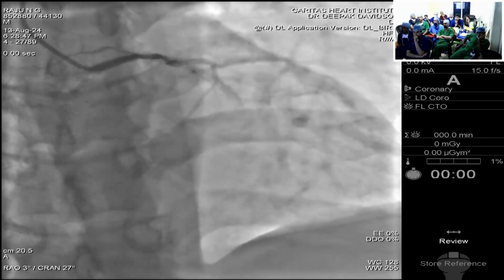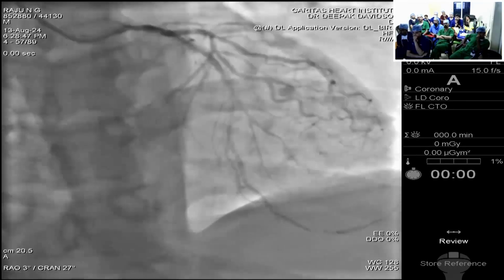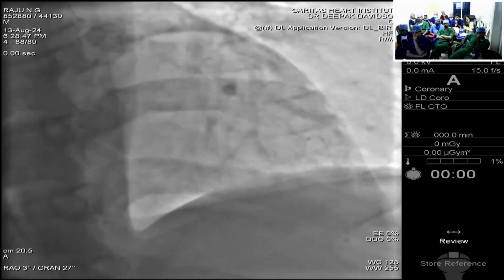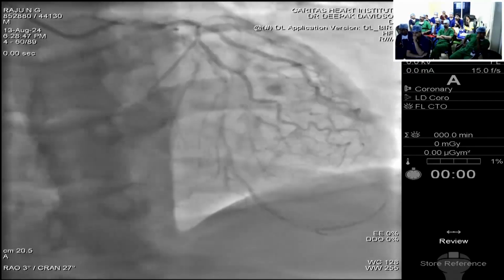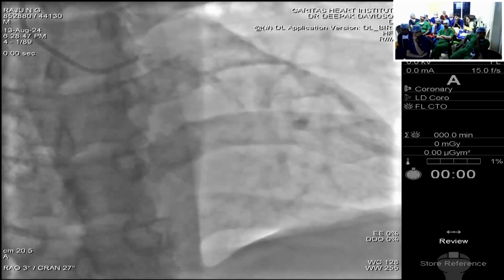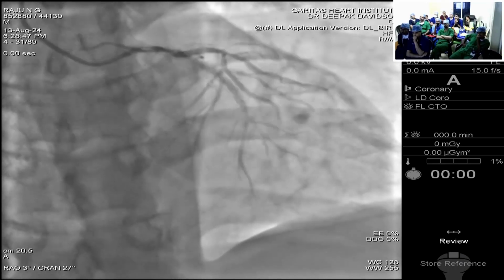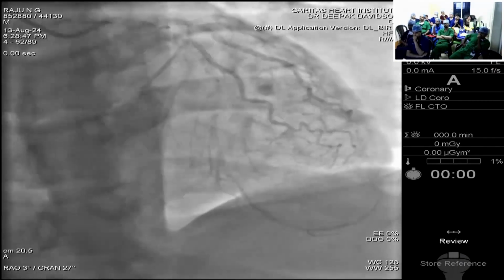We'll go femoral, and the radials are not good. Again, the left main ostium is not very roomy over here, so going femoral would be the safer, ideal thing. The 5 minutes condition is starting off, 5 minutes.